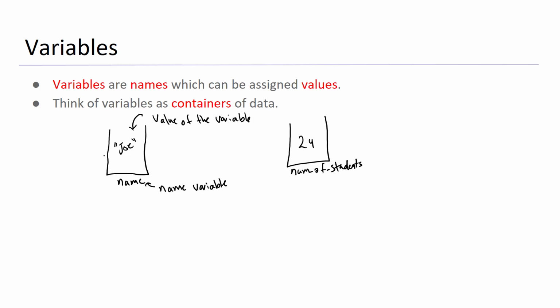And to do this in Python, you use the following statements. You say name equal to the string Joe. And this is called an assignment statement, and we will see the assignment statement in the next slide. Similarly, if you want to create a container which is called num of students and hold the value 24, you say num of students equal 24.